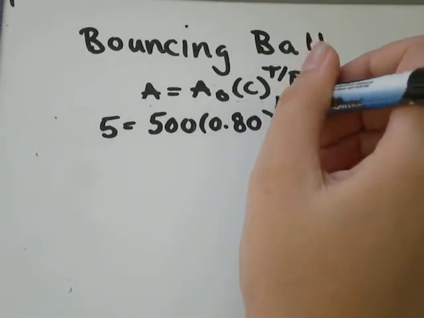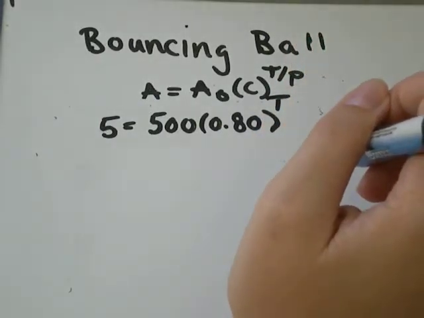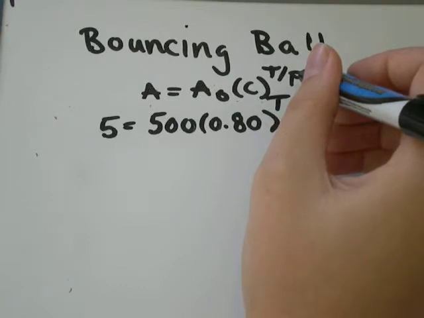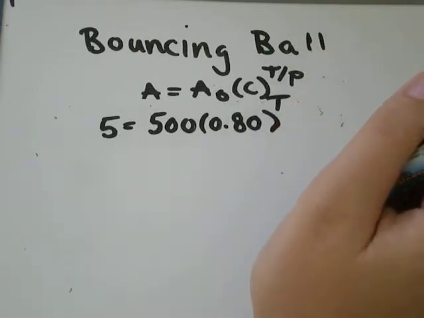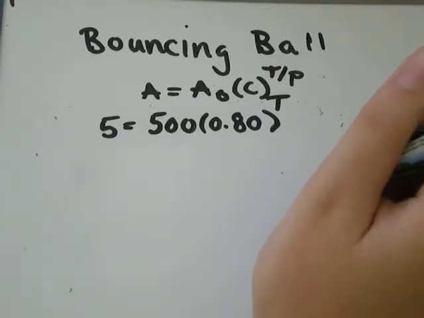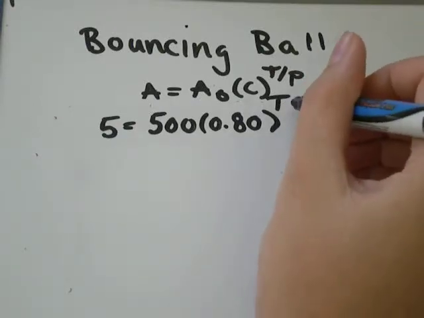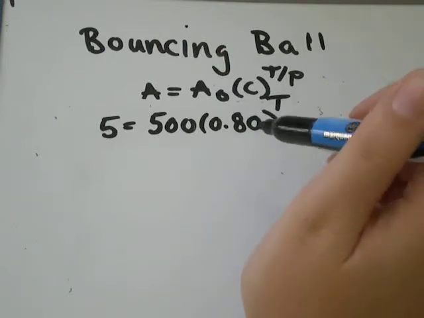T, we don't know. We want to find out how many bounces. T is the number of bounces. P is that it is 80% of its height after each bounce. Each bounce means 1, so P would just be 1 in this case. I won't bother writing T over 1 because that's just the same as T.